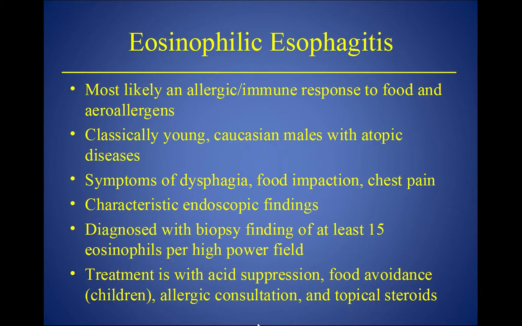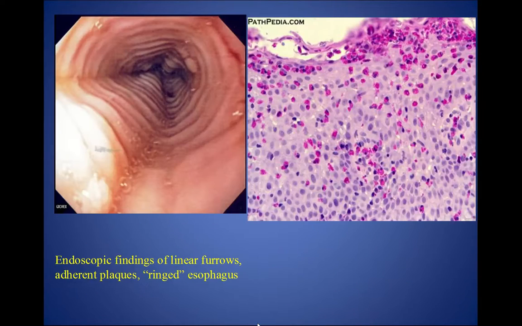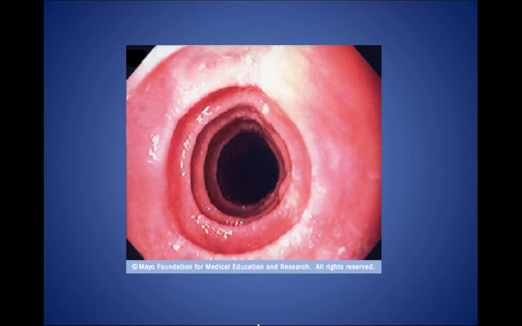There are characteristic endoscopic findings, which we'll show you. It's diagnosed with a biopsy finding of at least 15 eosinophils per high power field. Treatments include acid suppression, food avoidance, topical steroids, and allergy consultation. Food avoidance tends to be more effective in children. Here's a slide showing both endoscopically and histologically what you're looking at. Another slide shows a more severe case of eosinophilic esophagitis with stricturing.